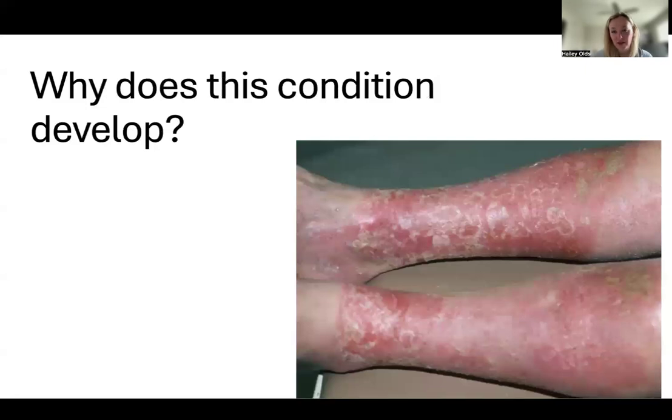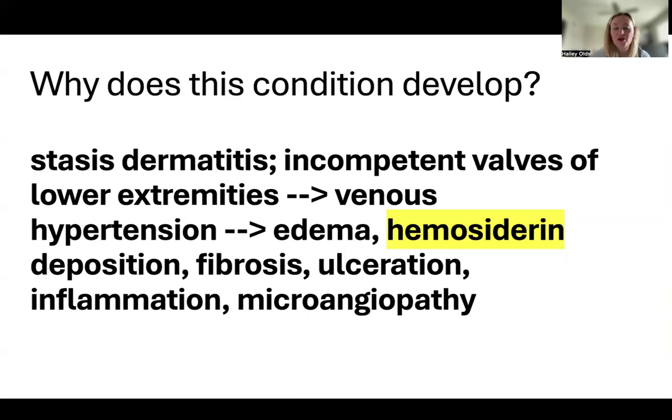Why does this condition develop? So first of all, this is venous stasis, or stasis dermatitis, I should say. This is related to incompetent venous valves on the lower extremities. So your veins are not bringing the blood back to your heart. So you get venous hypertension, which then causes edema, hemosiderin deposition, fibrosis, and then in response to that, you get inflammation and you get new blood vessels forming. You can also get ulcers from this. So basically, because the blood is pooling, all of these things are happening.